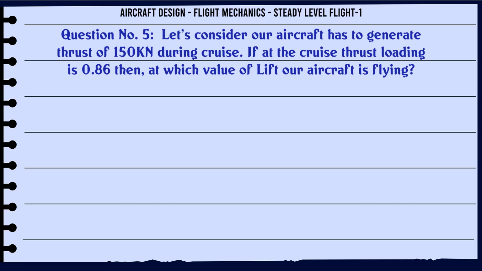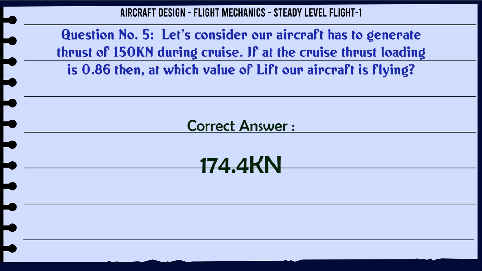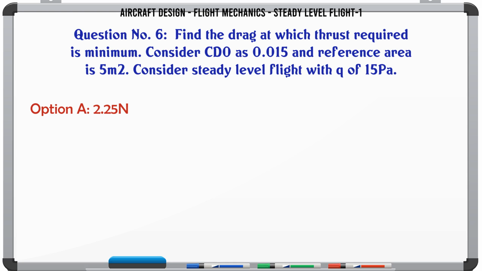Let us consider our aircraft has to generate thrust of 150 kN during cruise. If at the cruise thrust loading is 0.86, then at which value of lift is our aircraft flying? A: 174.4 kN, B: 450 kN, C: 100 N, D: 174 N. The correct answer is 174.4 kN.